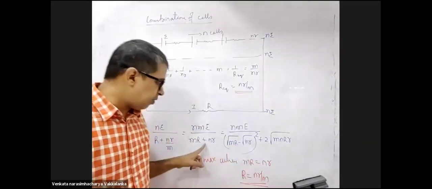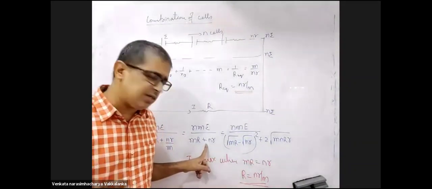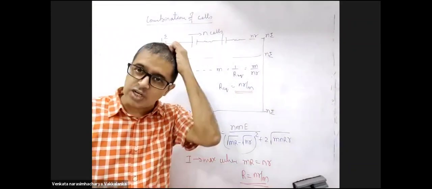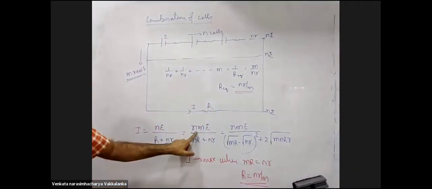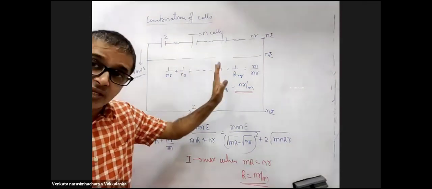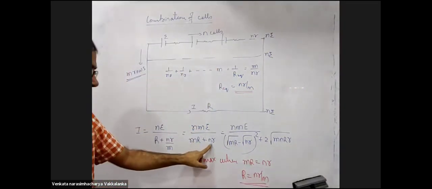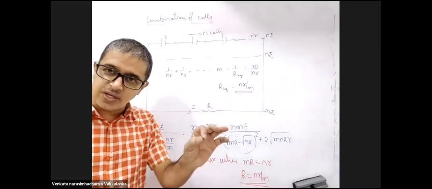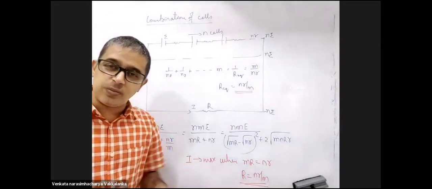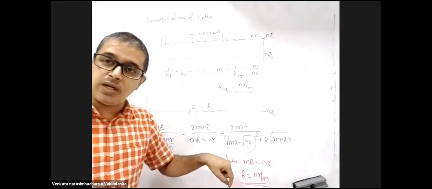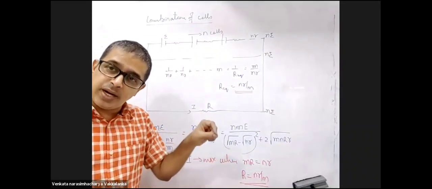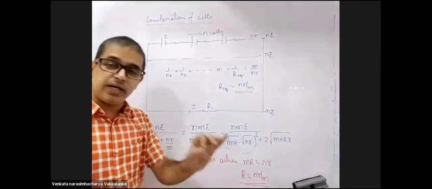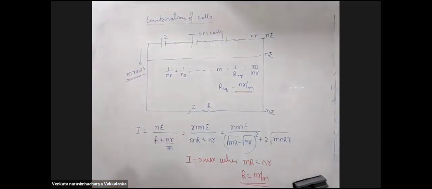Now, here students say, why didn't you differentiate this? You can differentiate. Take M into N as some constant C, since total number of cells are fixed. So eliminate either N or M in terms of C. Differentiate I with respect to the variable, either M or N, equate it to 0, you will get the same answer. You can do the simplification later on. Right now, take this down.